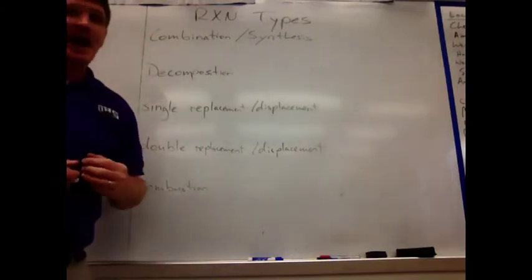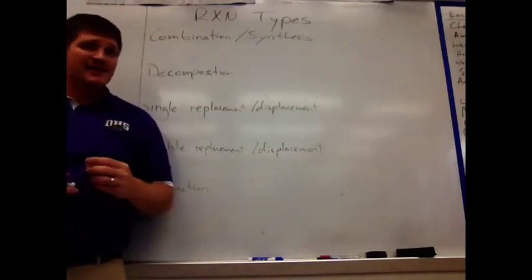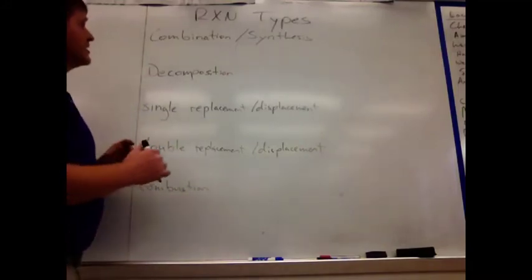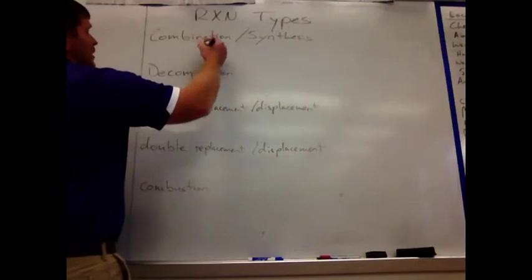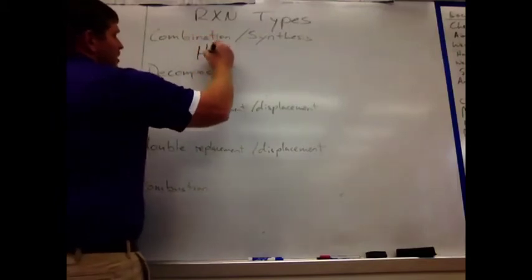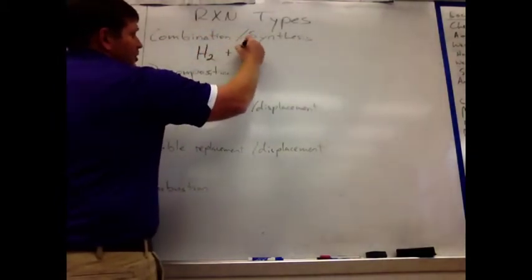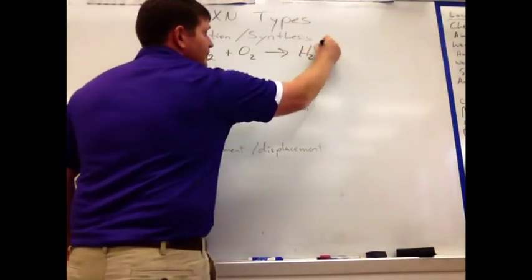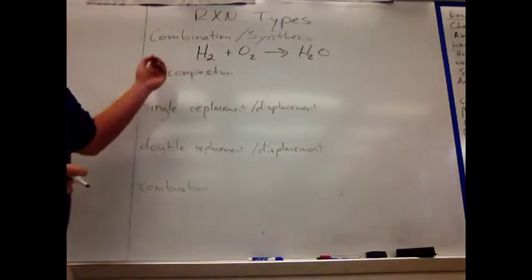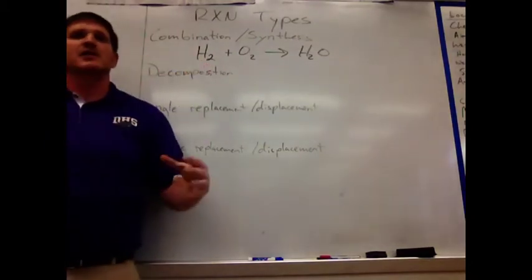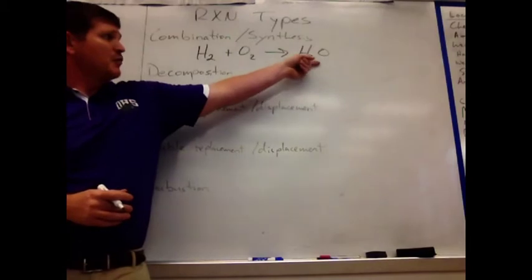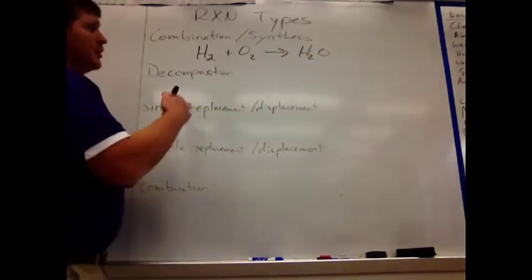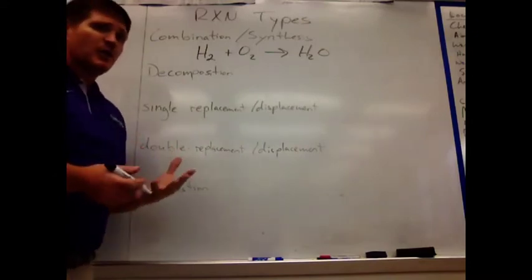Alright, the first one we have is a combination. It's also known as a synthesis reaction because we're making something. We've seen several synthesis reactions up to this point. Probably the most famous that we've seen is H2 plus O2 yields H2O. So what we've done here is we've taken 2 different pieces and put them together and made one piece. Now we just got done covering balancing equations, so we know this isn't a balanced equation at this point. We can go ahead and balance it.